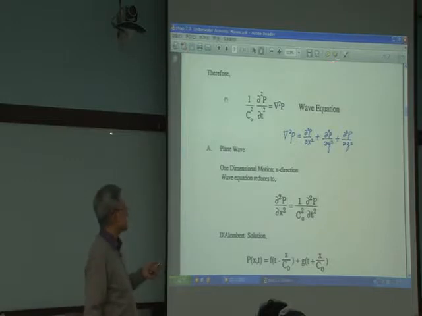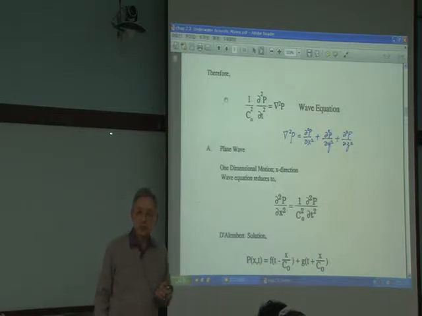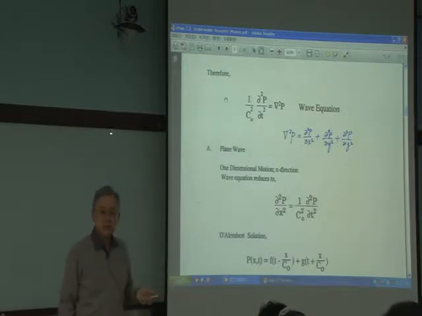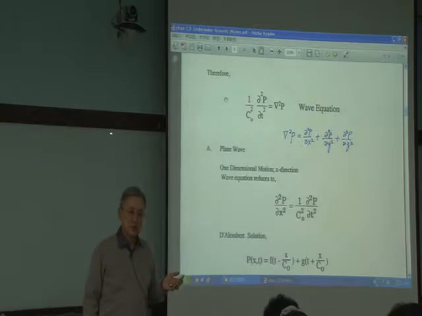Then this Laplacian of P is expressed as this. Then for the plane wave, the second and third terms are equal to 0 because it propagates only in the X direction. Then you can simplify this 3D wave equation into the 1D equation. So now we are in the position to solve this equation, a second order partial differential equation.